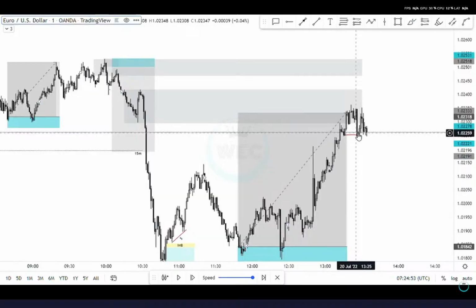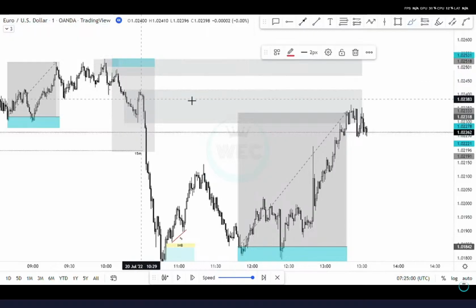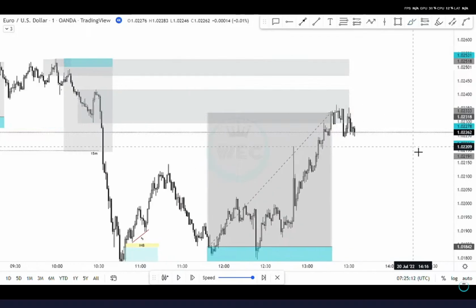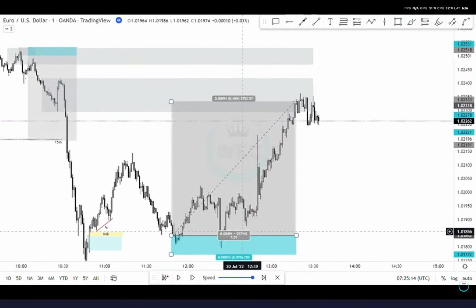Another reason was the fact that if you look in here, there was a very big imbalance in here, okay? And price has just tapped into this one time, and this is open of New York. Expect an inducement before you look for the sells, okay? Not always though, but most of the times. So I decided to wait for price to give me that further confirmation, okay?